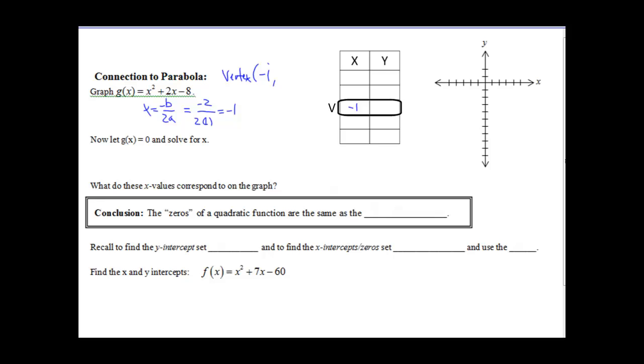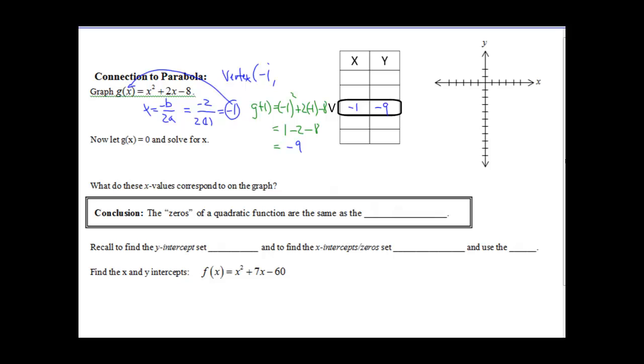Okay. What do we need to do? We're going to take that and input it into the g of x function. So we're going to get g of negative 1 equals negative 1 squared plus 2 times negative 1 minus 8, which gives us 1 minus 2 minus 8. So when we plug that in, we get 1 minus 2, which is negative 1, and negative 1 minus 8 makes negative 9. So our vertex is negative 1, negative 9.